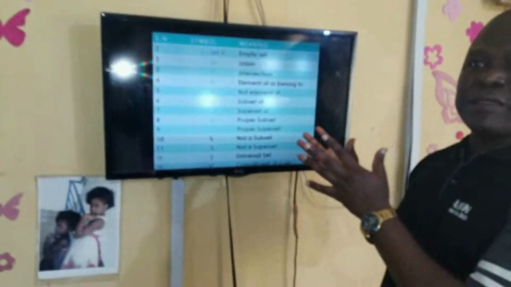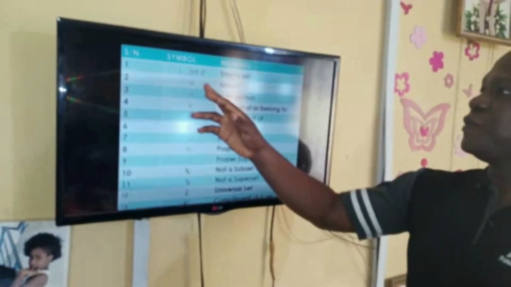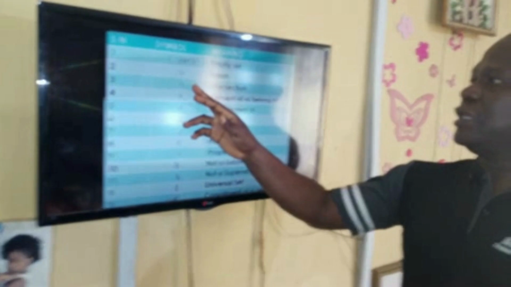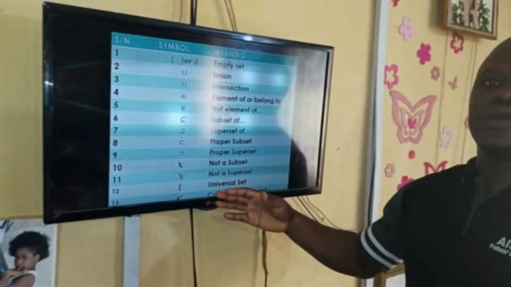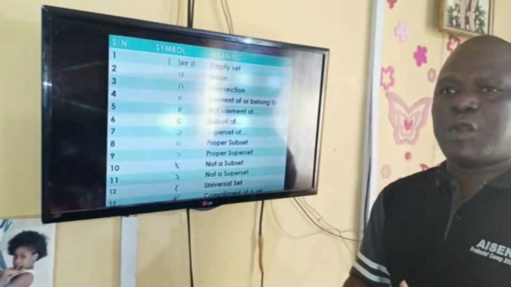Now we're going to look at some notations of set. We'll be talking about these notations as we move on. This one simply means empty set. This symbol means union. This means intersection, and so on. By the time we continue in this topic, we're going to talk more about this.